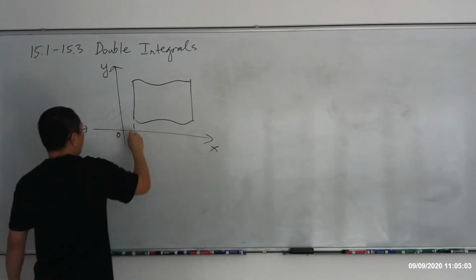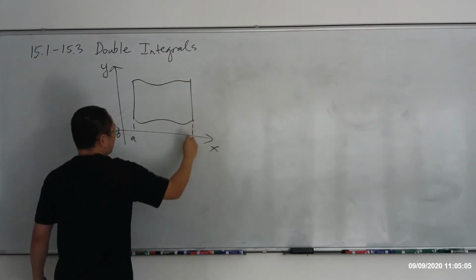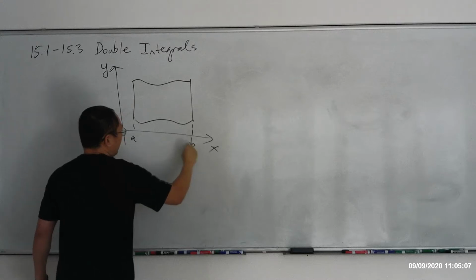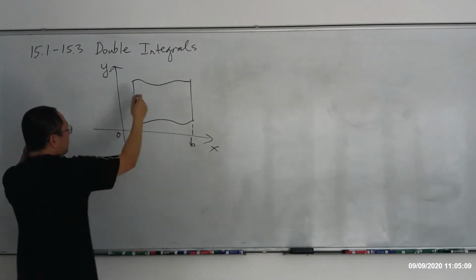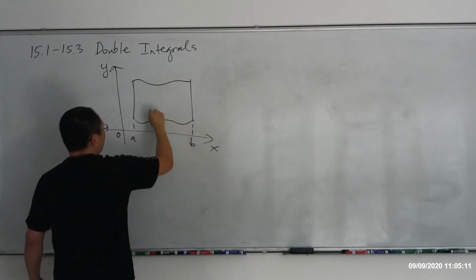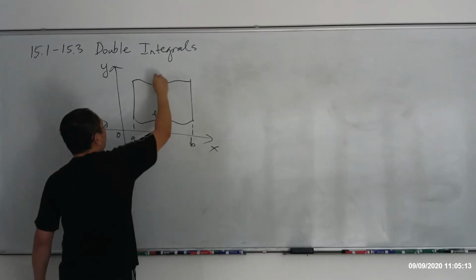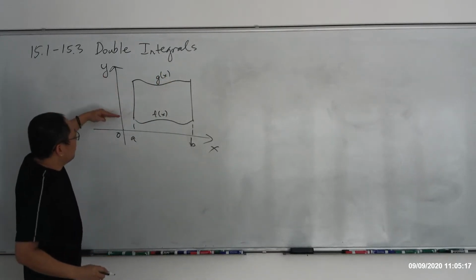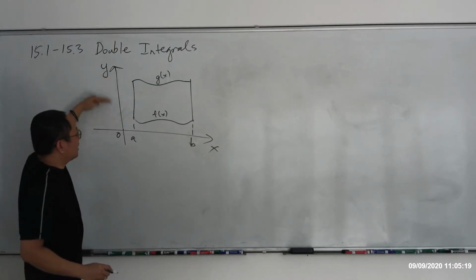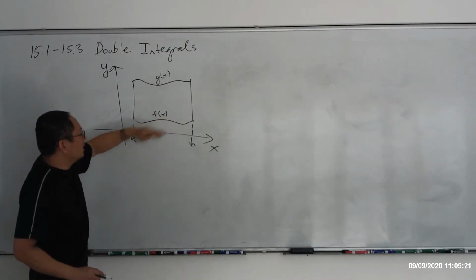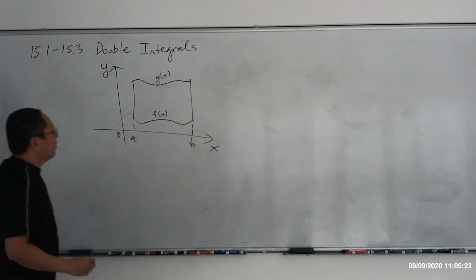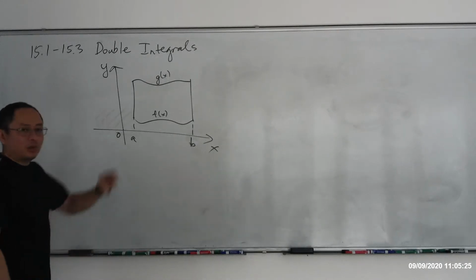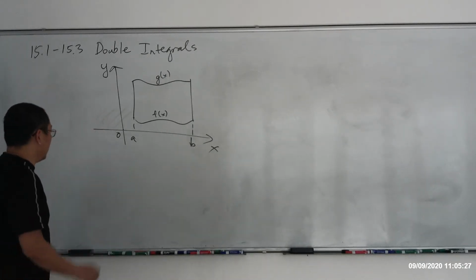So x runs from A to B, which are constants. However, y's are not constant anymore. Y is a function in terms of x, so y runs from f of x to g of x. So you're seeing that y is not running from C to D anymore. Y is changing. The lower bound is a function f, and the upper bound the function g. In this case, you cannot interchange the variables x and y anymore.